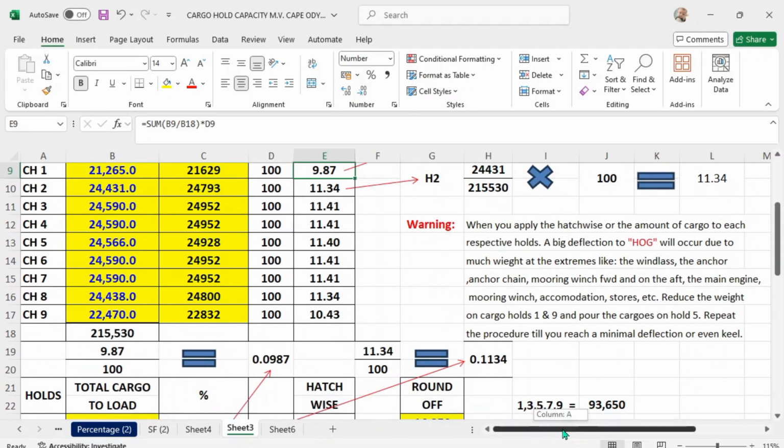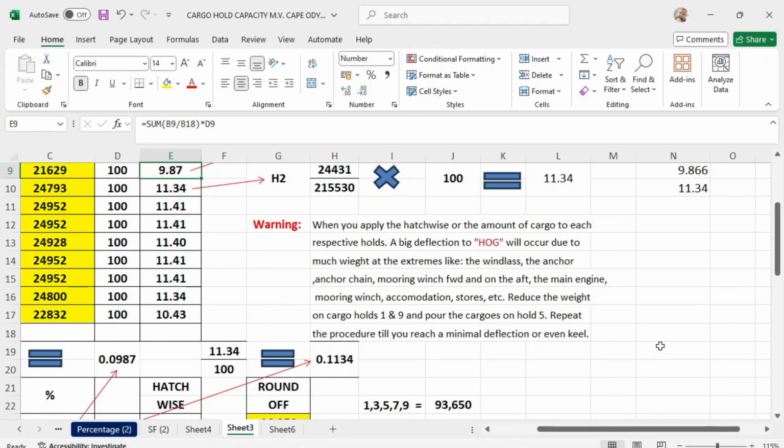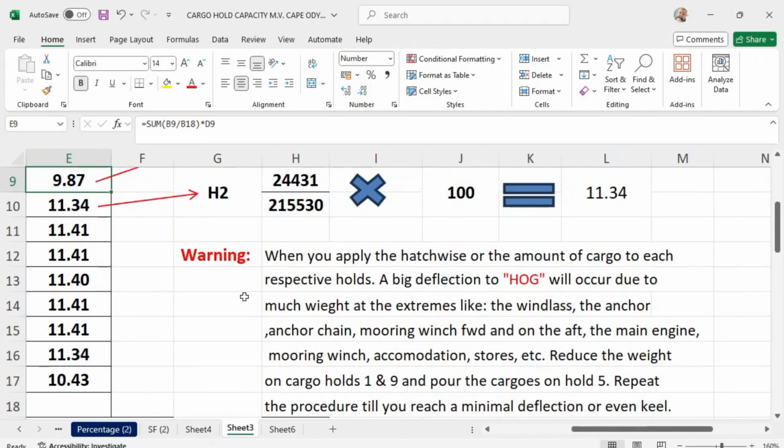Okay, and here it says, just read this one. Warning: when you apply the hatch size or the amount of cargo to its respective holds, a deflection to hog will occur due to much weight at the extremes, like the windlass, the anchor chain, mooring winches forward and aft, main engine, accommodation, stores, etc. Reduce the weight on cargo holds 1 and 9 and pour the cargo into hold number 5. Repeat the procedure till you reach a minimum deflection or even keel.